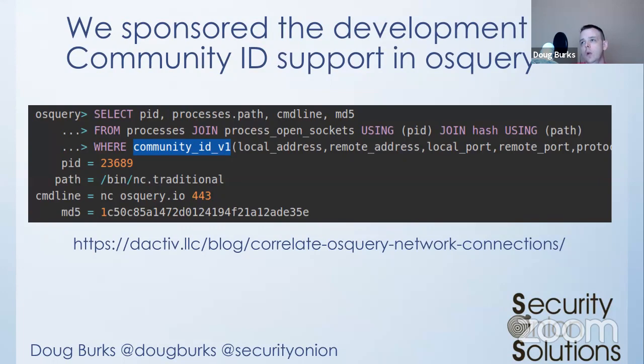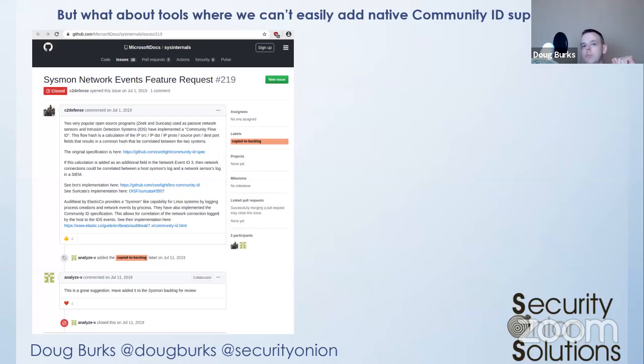And so that's great if you're running OSQuery, but what about other things, right? What about other tools where maybe it's not open source, maybe we can't easily add in features like community ID support? A great example is Sysmon. I've got a screenshot here of a GitHub issue. If you go out to the GitHub repo for the Sysinternals set of tools, somebody has requested community ID support be added to Sysmon, and they've essentially accepted that as a feature request and added it to the backlog, but it hasn't actually been developed or implemented yet.